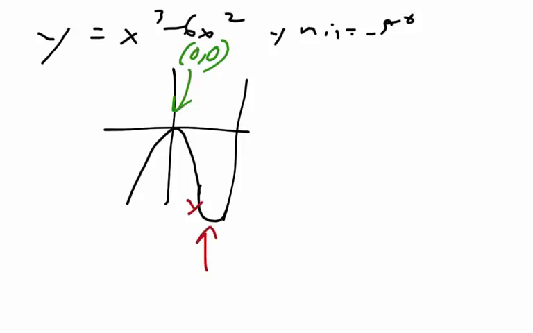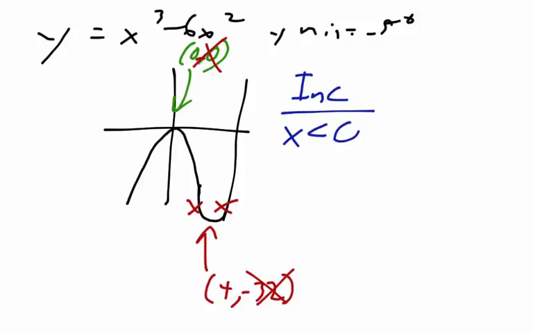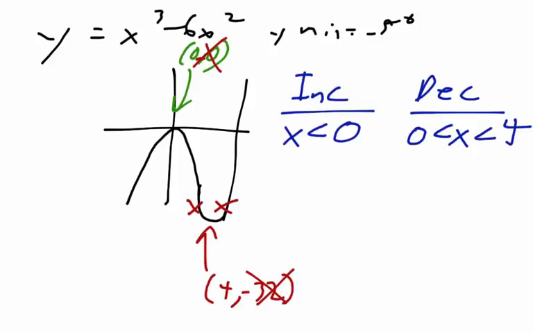Over here I'm going to find the minimum. Remember, you do the left and then the right and then gap. And this point turned out to be 4, negative 32. And I'm only really concerned about the x value anyway. So my graph starts out increasing. And it increases when x is less than 0. And then it starts to decrease, starting at 0 and ending at 4. And then it increases again when we pass 4.